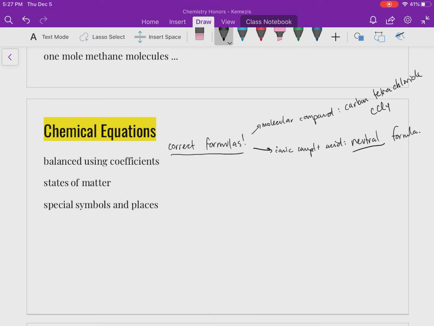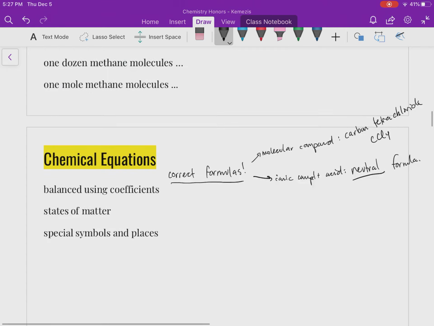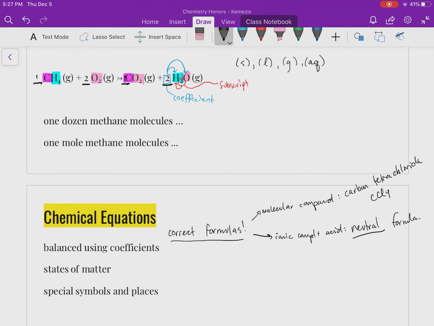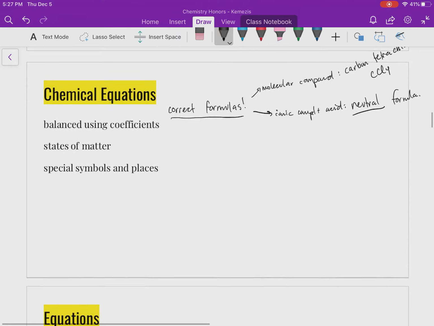So with our chemical equations, we're going to balance using coefficients. We're going to include the states of matter. We have the special symbols and the places in which they go, showing that they're adding together. So you just do a plus sign. You have the reaction arrow.